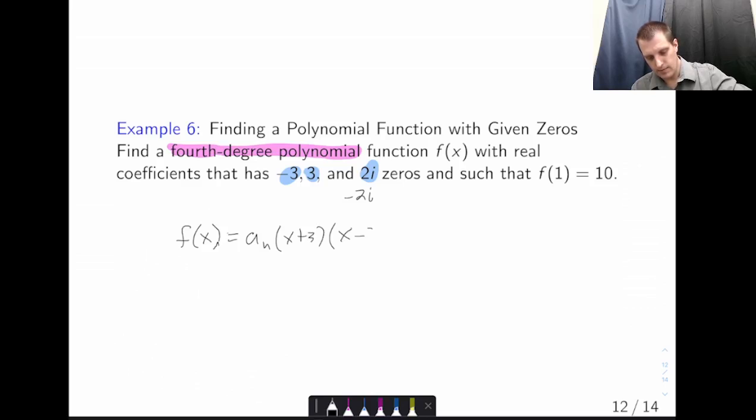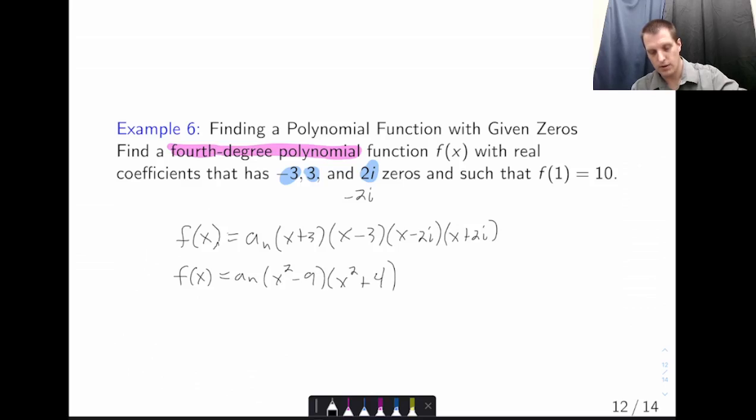Times x minus 2i times x plus 2i. If we paid attention to my lesson on complex numbers, I think that was 2.1, then we know that this right here can just become f of x is equal to a sub n times x plus, it is a difference of squares. We'll just go ahead and do it. X squared minus 9 times x squared plus 4. Go back and look at 2.1 if you don't like this.